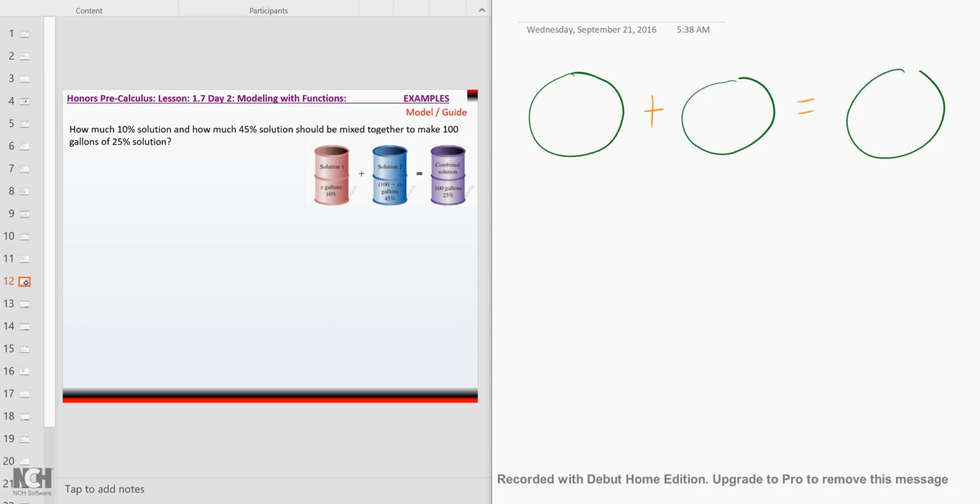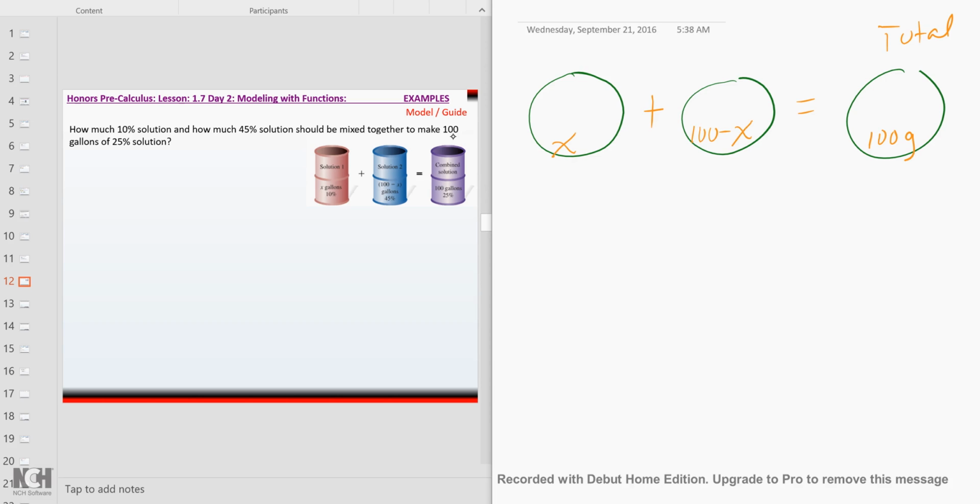So let's figure out how much of this stuff we have. We're trying to make a total of 100 gallons. So this total over here has to come out to 100 gallons. Well, they don't tell me how much either of these are, so I don't know. We'll call it x. Well, if there's 100 total, and I use x of it here, then how much is left would be 100 minus x. So there's your amounts of the solution.